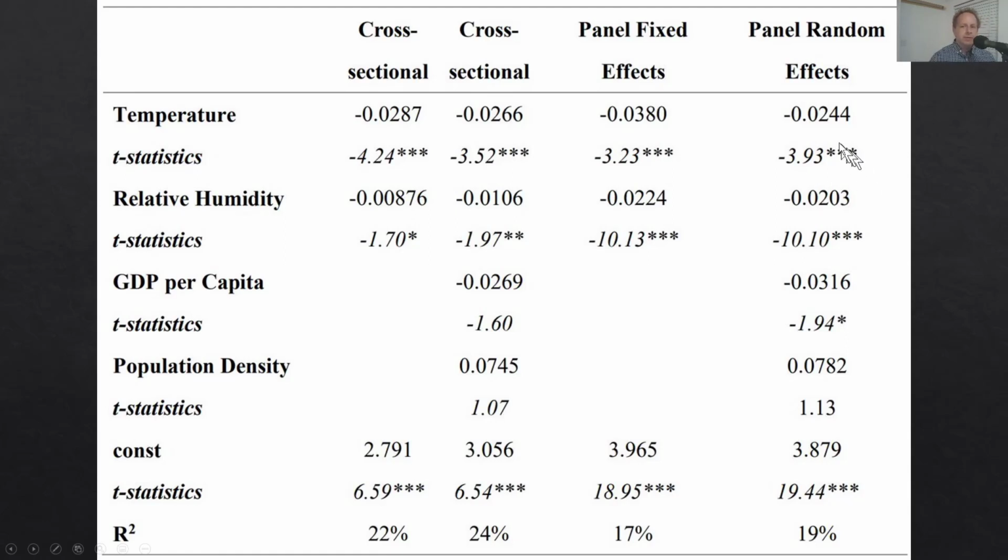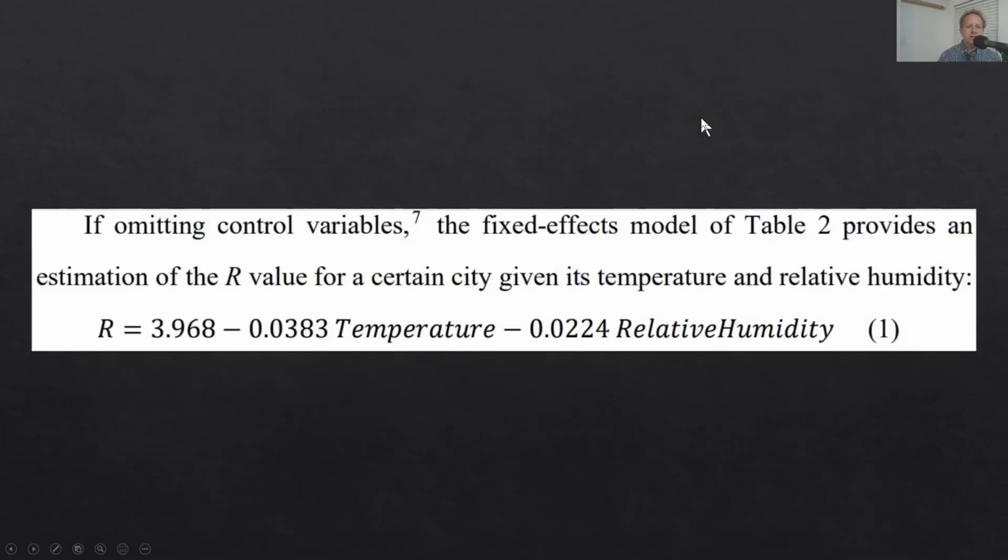But the p-value, as noted by the American Statistical Association, does not tell us whether this is of practical importance. The thing that tells us if this is of practical importance is the actual slope that's found. And so in this case, the equation they come up with is that R equals 3.968 minus 0.038 times temperature minus 0.024 times relative humidity. Is this practically important?